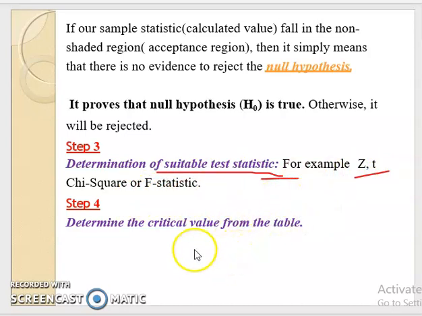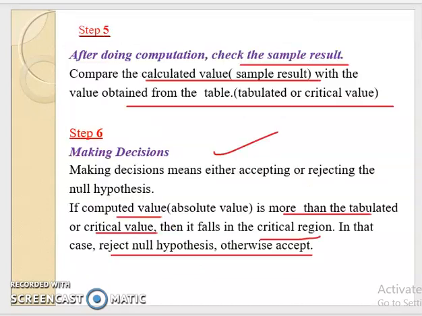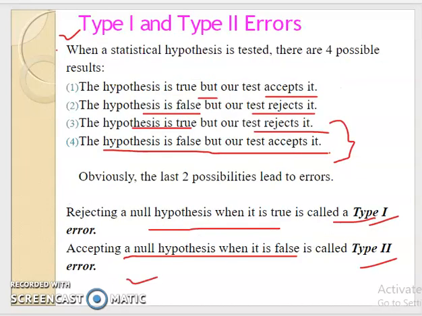And then you will get a computed value, and you have to compare the computed value with the tabulated value. If the computed value is more than the tabulated value, then it falls under the critical region, and the null hypothesis will be rejected. And if the computed value is less than the tabulated value, then you will accept the null hypothesis.